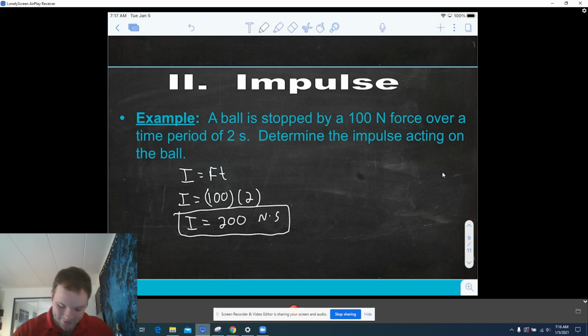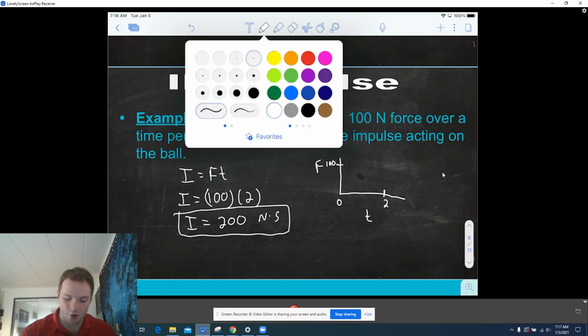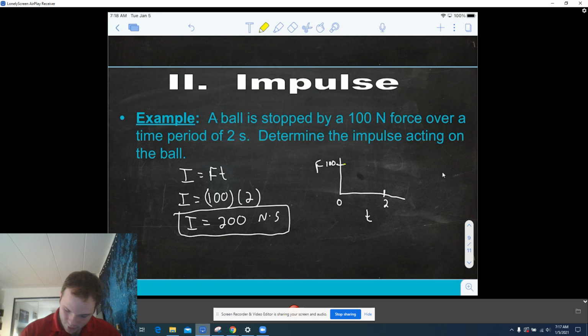So if I was to look at this as a graph, and this was T and this was F, what it would be is from 0 to 2 seconds, there's a constant 100 newton force. And then if I was to take the area underneath here, this would give me my impulse. So you see where you got your base times your height, and that's just an example.